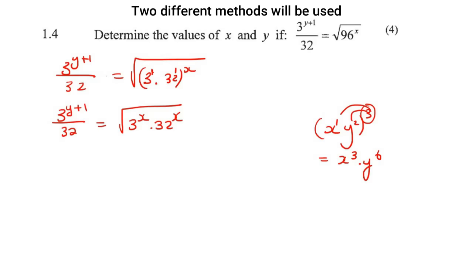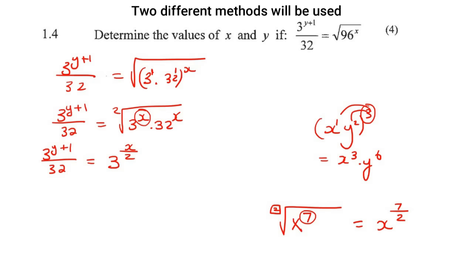The next thing I'm going to do is I'm going to take these out of the square root. So, for example, if you have x to the 7, then you need to know that that is the same as x to the power of this number over this number. Now, if there's no number there, then it's a 2. So I'm going to do that over here as well. So we're going to have 3 to the y plus 1 over 32 equals 3 to the x over 2, and then 32 to the x over 2.